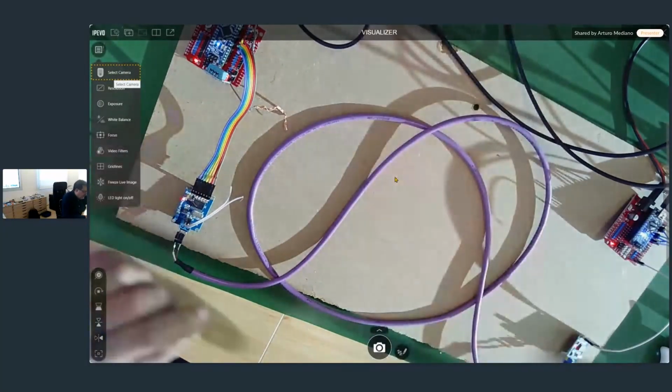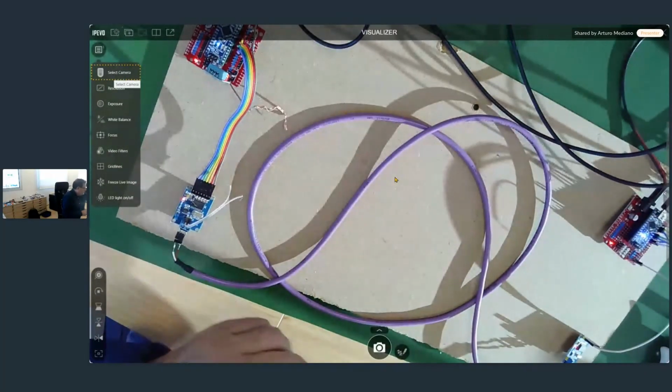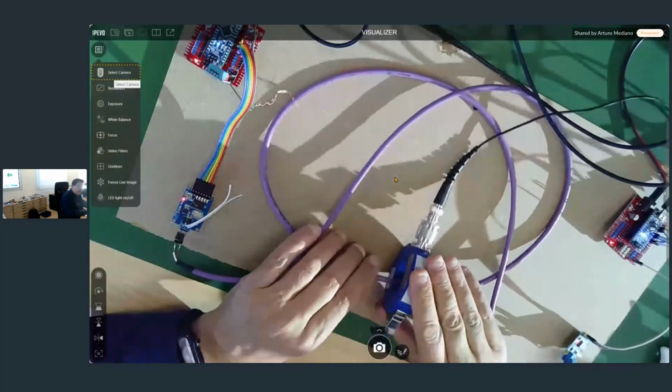So let's remove here the probes, and let's consider how is the common mode current in my cable. I will be using a Tekbox current probe.